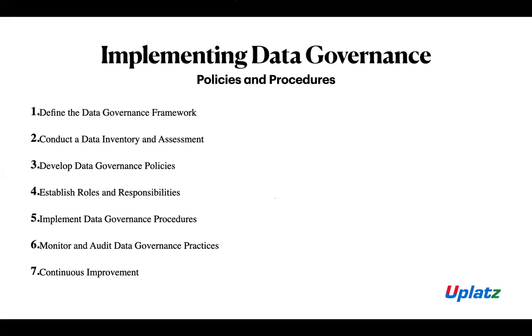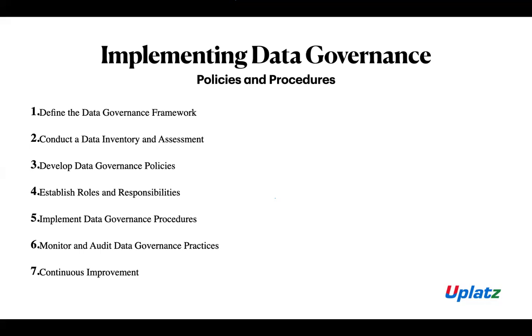The next is monitor and audit data governance practices. Regular audits should be there, and performance metrics should be there. So, conduct periodic audits to ensure compliance with policies and assess the effectiveness of governance practices. Performance metrics: establishing key performance indicators, KPIs, to measure the success of data governance initiatives, such as data quality scores and policy adherence rates. For this, a dashboard displaying metrics like data quality scores over time, audit findings, and compliance rates can be prepared.